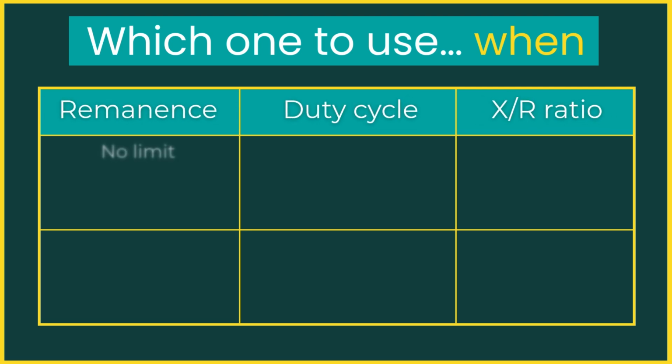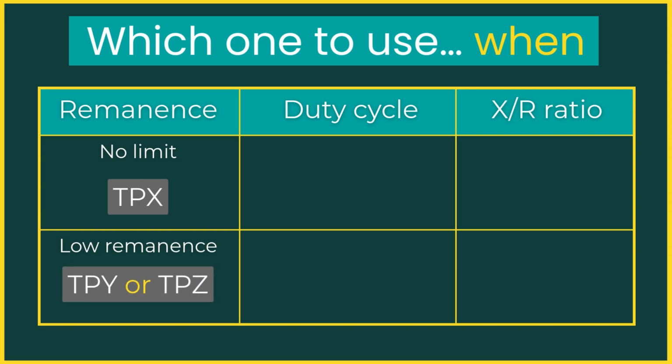If there is no need for low remanence, a TPX core is usually fine. If low remanence is required, usually less than 10%, then the CT must have air gaps. In that case, the choice is between TPY and TPZ because both are designed with air gaps.